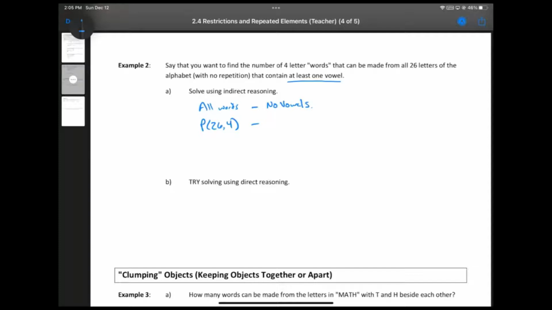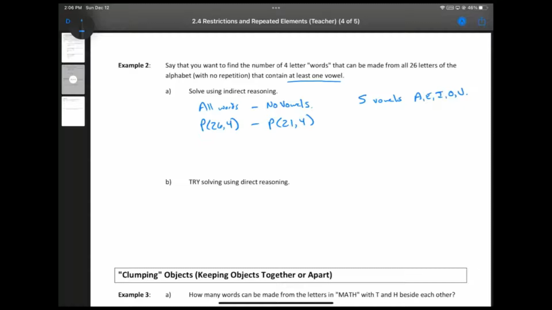So 26 pick 4, we'll punch that into the calculator in a moment. How many words can I be making with 4 letters that have no vowels in them? Well, there are 5 vowels. Again, a reminder, we don't consider Y a vowel, even though sometimes it is in English. We're just going to do A, E, I, O, or U. So we have 5 possible letters that could be there. And since we have none of those appearing in our word, really what it's saying is there's 21 consonants, or 21 other letters left over that we can choose from. So this is just going to be 21 pick 4.